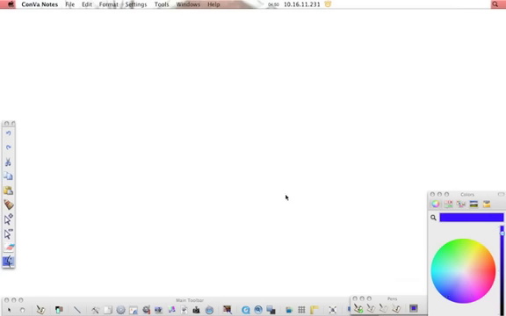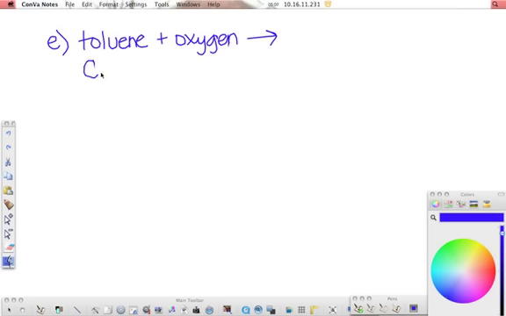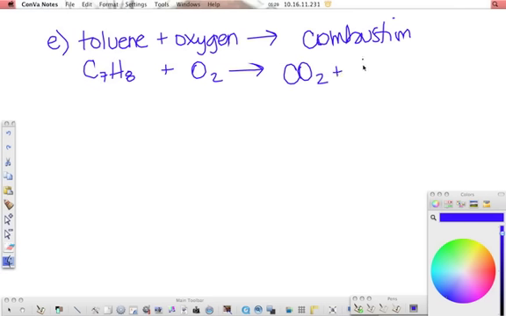Okay, E gets into the kind of reaction that I didn't talk about in class today. They say toluene plus oxygen yields. They were nice enough to give us the formula for toluene as C7H8. And of course, anytime you have pure oxygen, that's going to be O2. Now, anytime you have something reacting with oxygen, this is a combustion reaction. And the combustion of a hydrocarbon always produces carbon dioxide and water.